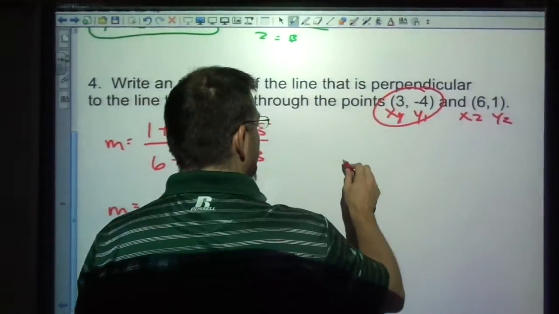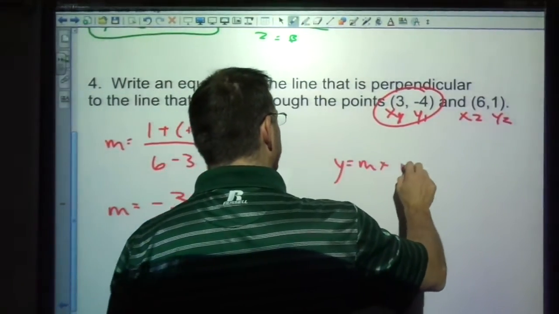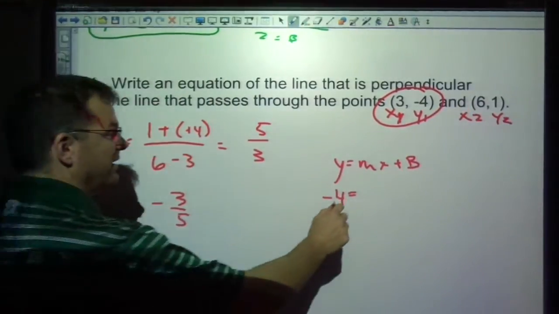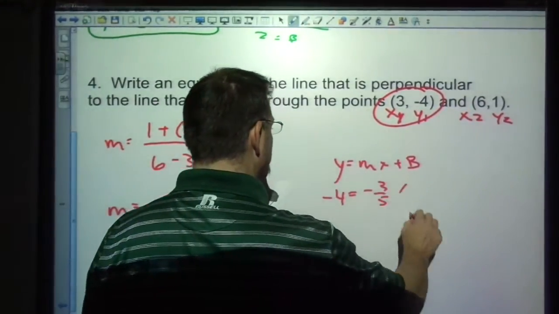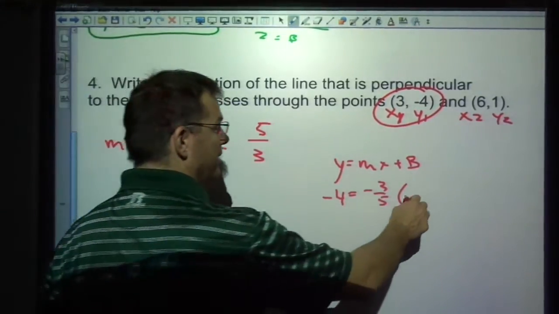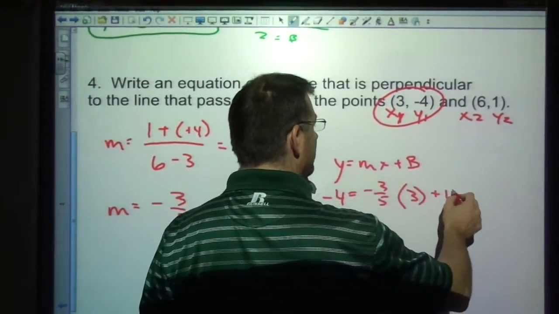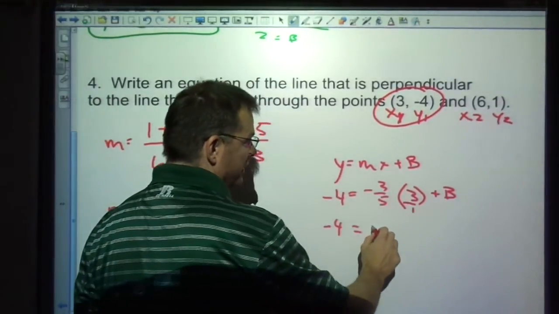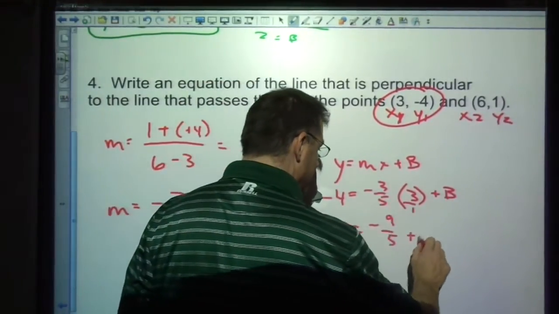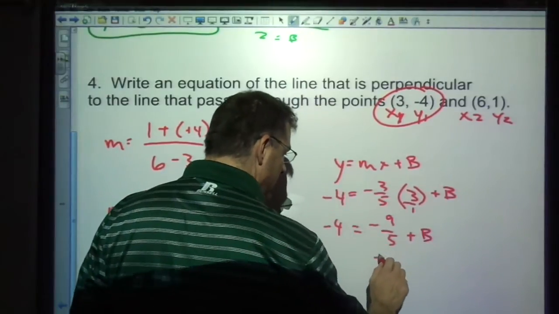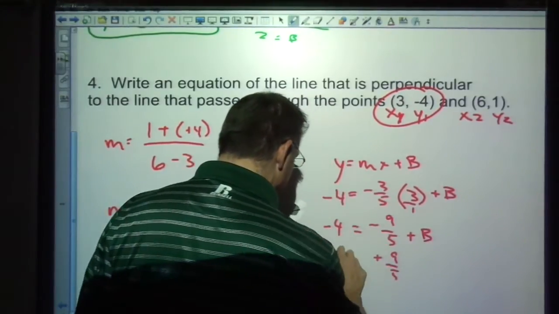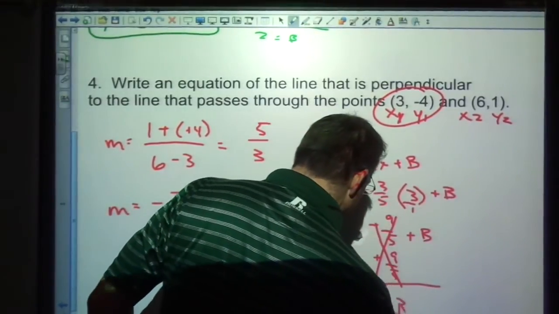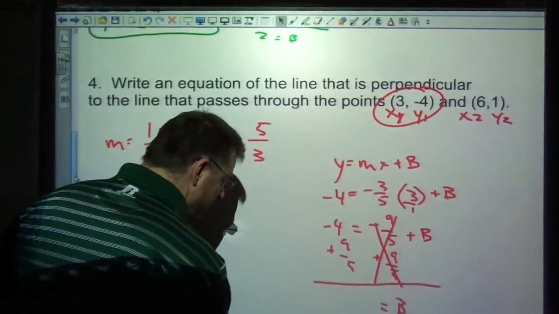Now I'll use that here with either of these points. Let's use this one. So y equals mx plus b. My y is -4. My m I found is -3/5. My x is 3 plus b. Now this multiplies, that's just going to be -9/5 plus b. And here's where some people struggle because they don't know how to do -4 plus 9/5.